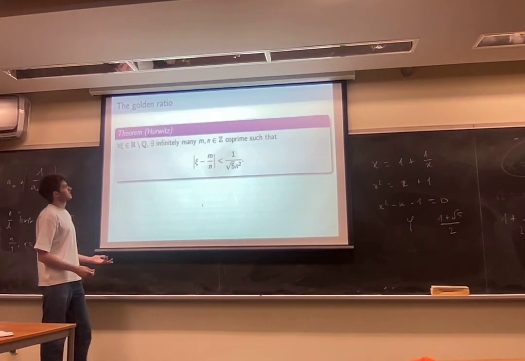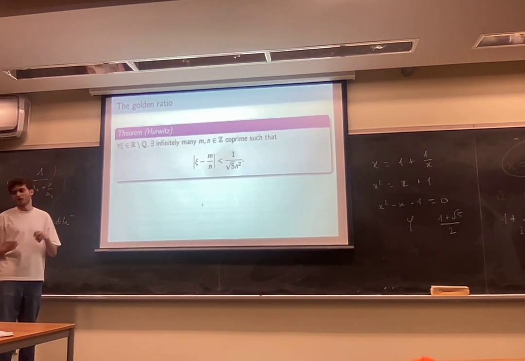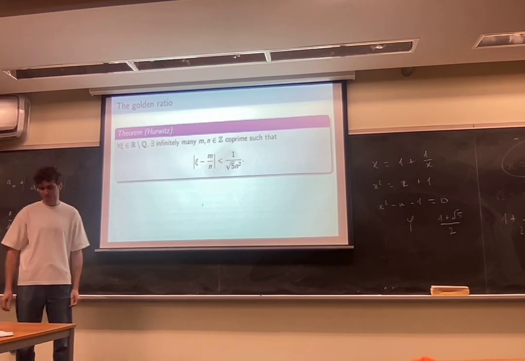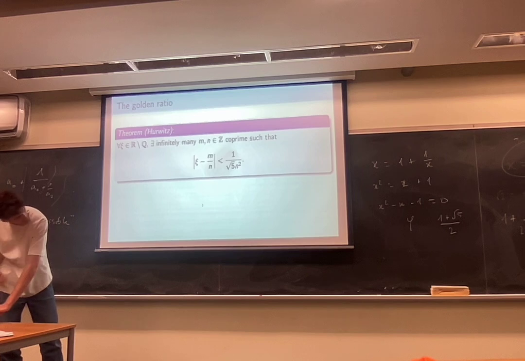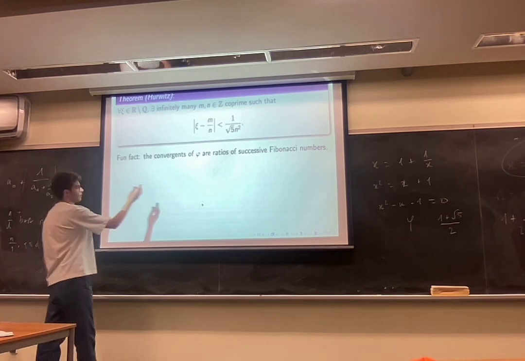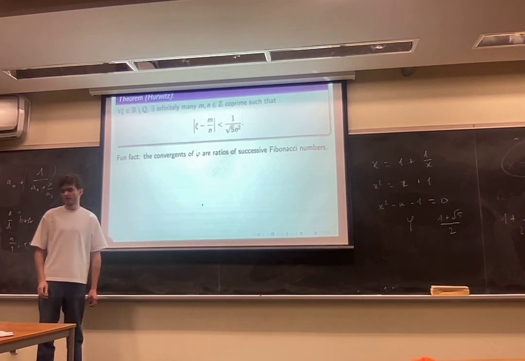So in a sense, the golden ratio is the most irrational number, because it is the least well approximated by rational numbers. Another interesting property about the convergents related to this infinite fraction of ones that we've seen is that the convergents of phi are ratios of successive Fibonacci numbers.